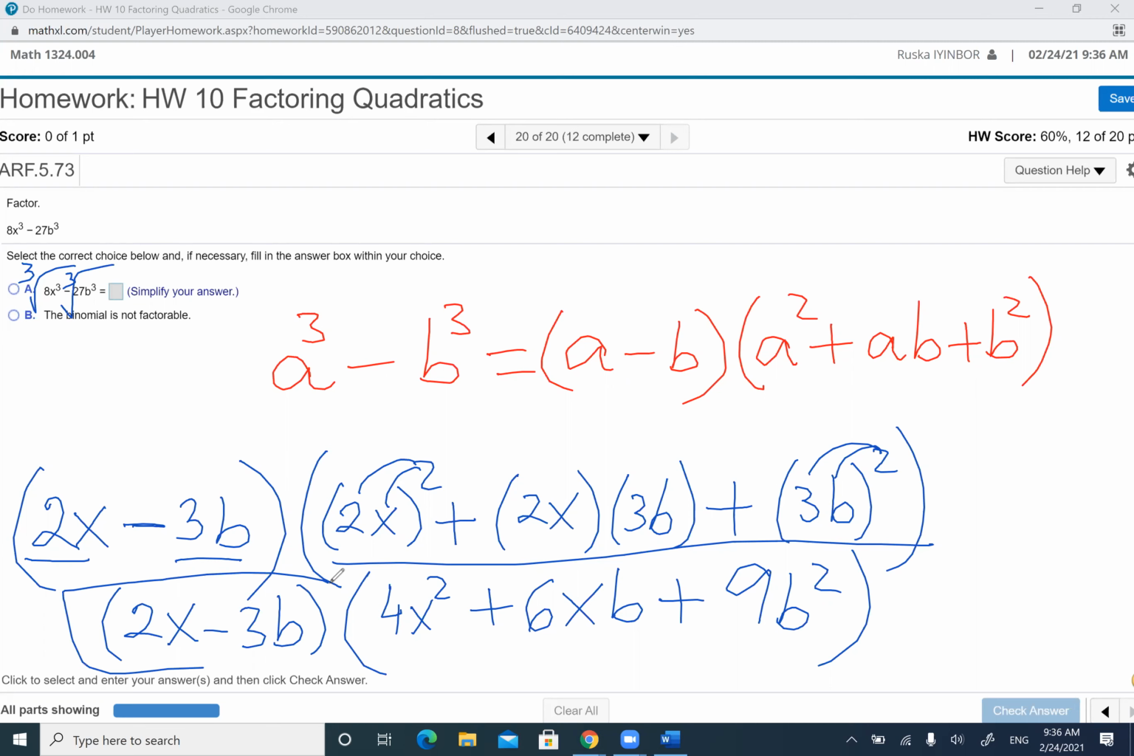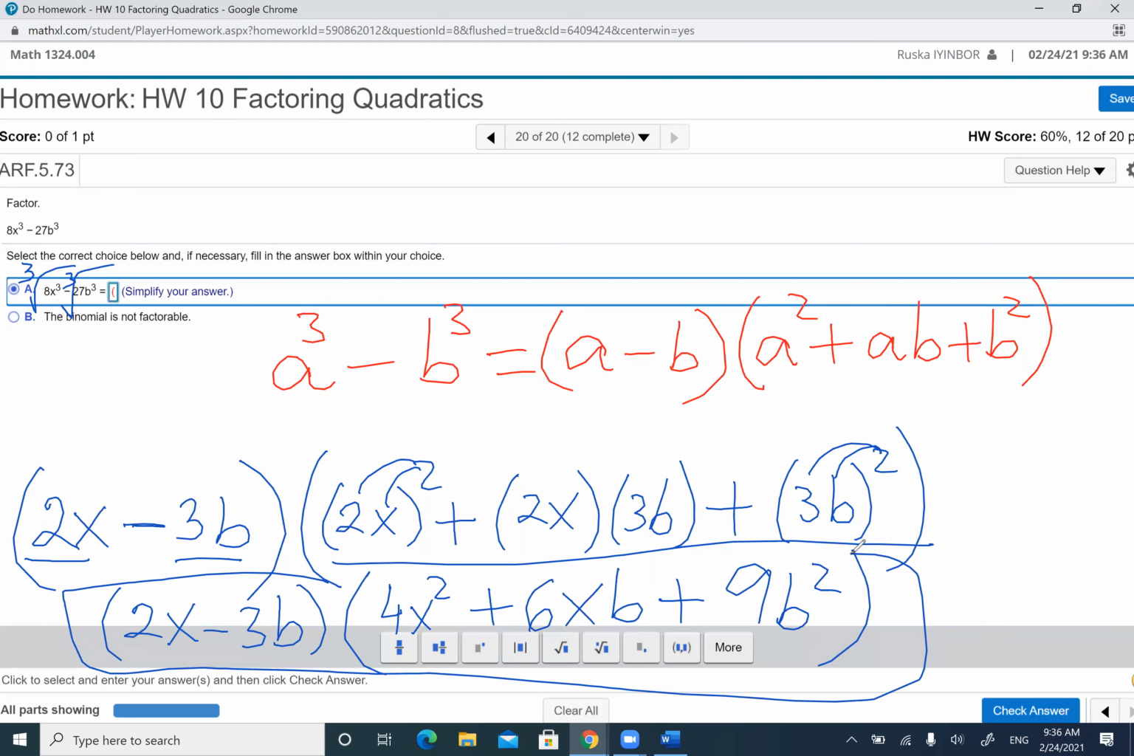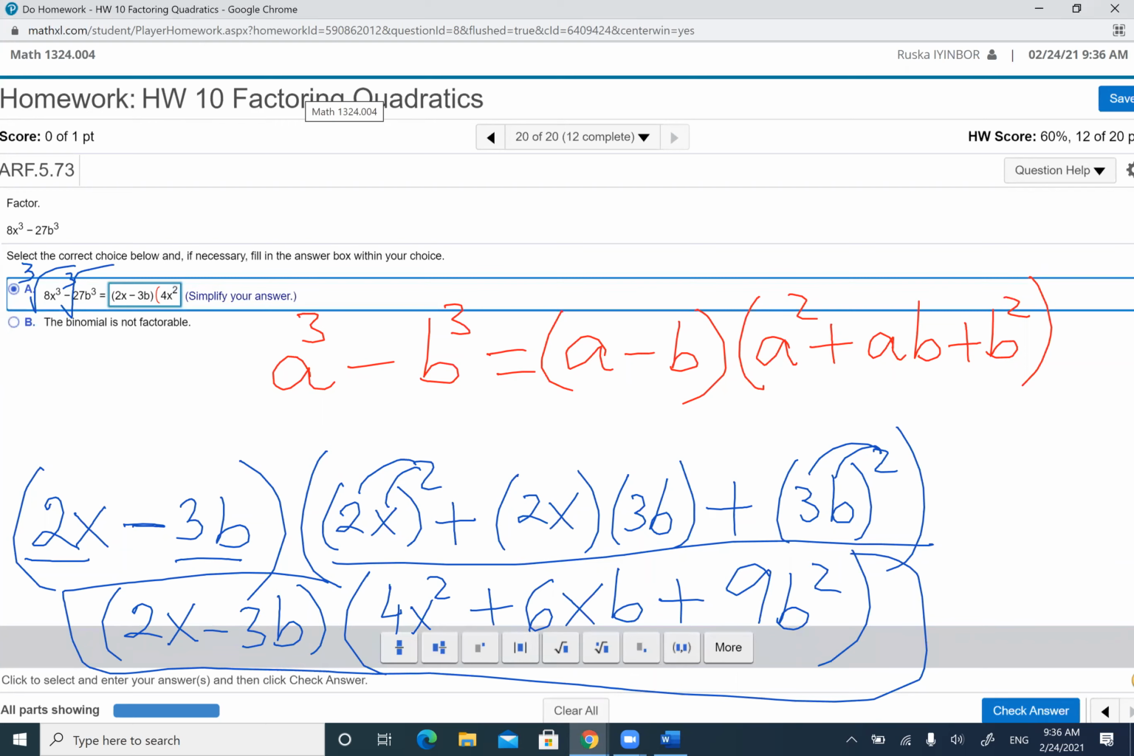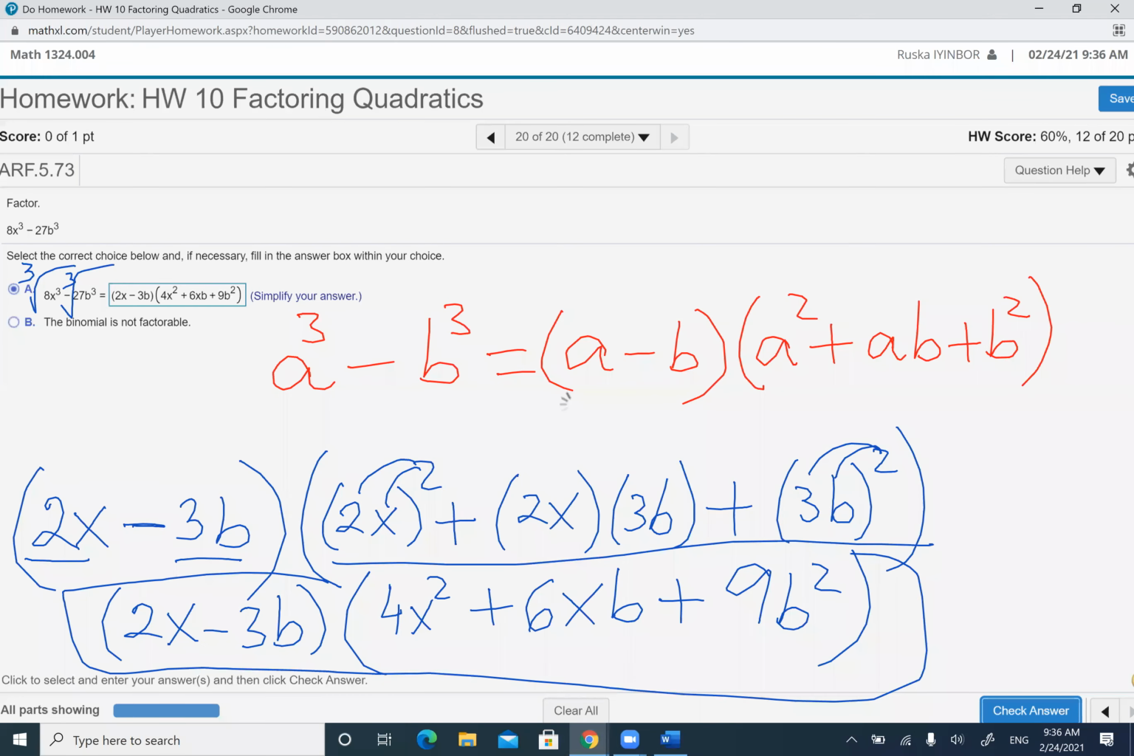So this should be your final answer down here, okay? So that's what you're going to put in the answer box. So it's going to be (2x minus 3b)(4x squared plus 6xb plus 9b squared). And then you're going to close the parentheses. Okay? And we're going to check it, and it's fantastic. Okay? Everybody understand that? So that's how you do factoring.